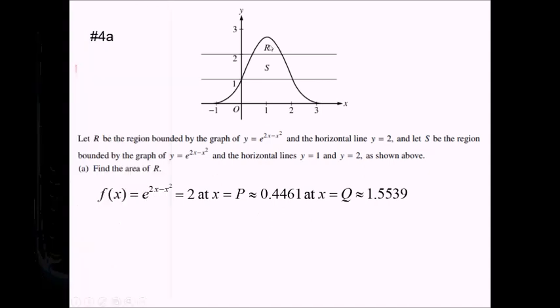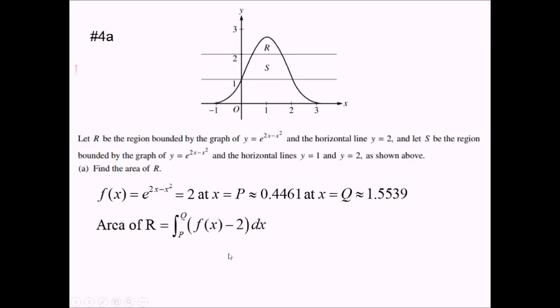The area of R, this is now just going to be the integral from P to Q of, now we have to do top minus bottom. The top function is this f of x function that we named. The bottom function is just the line y equals 2. So we're going to have f of x minus 2 dx.